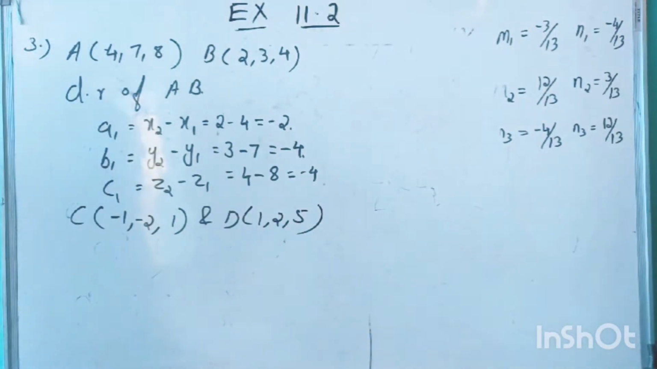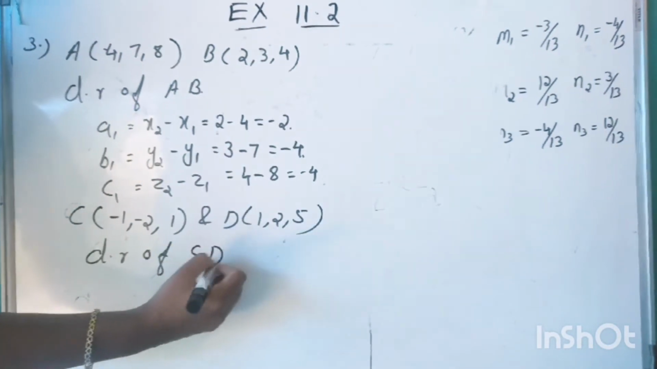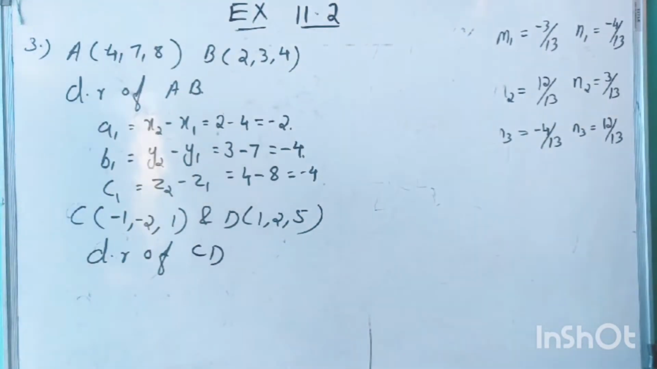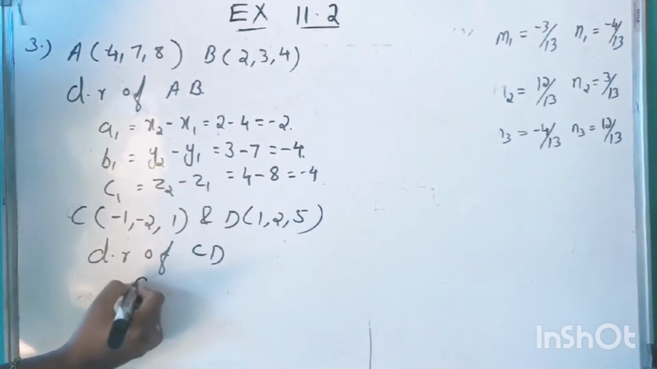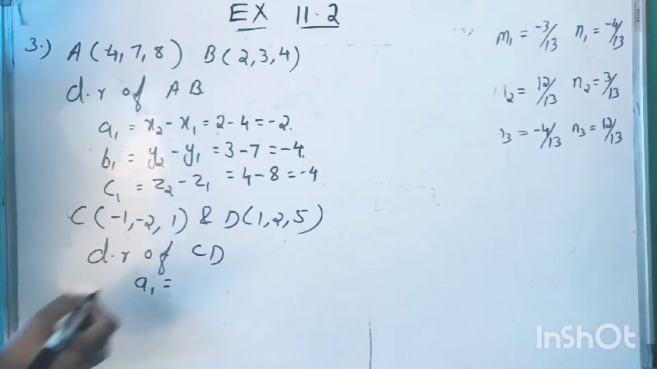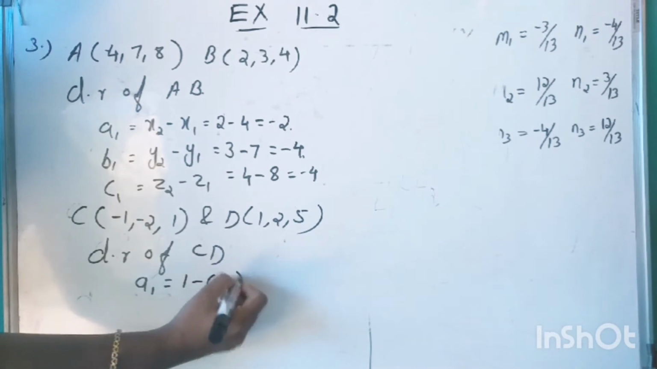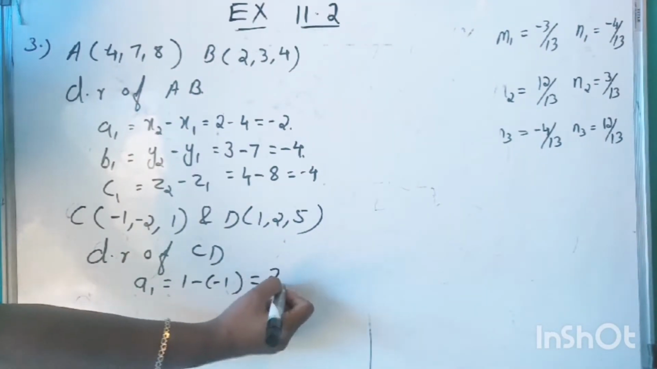D is (1, 2, 5). The direction ratios of the line CD: A2 is equal to the x coordinate of D minus the x coordinate of C. That is 1 minus minus 1, which is equal to 2.